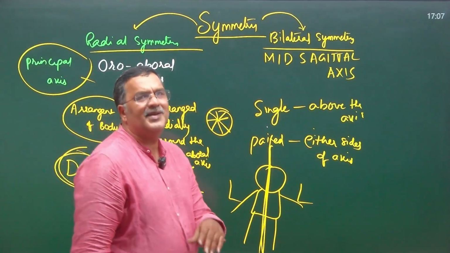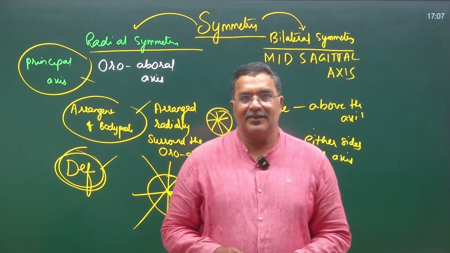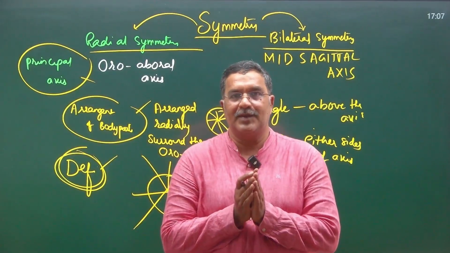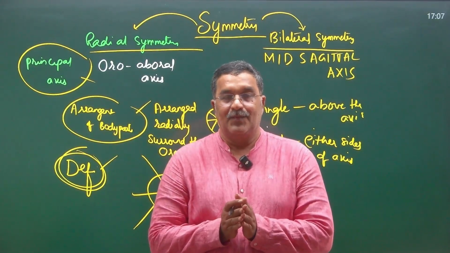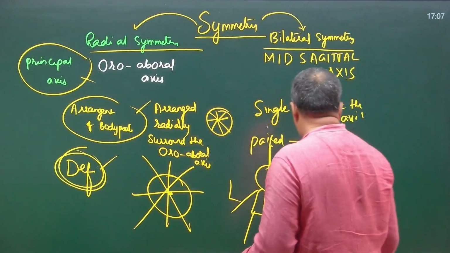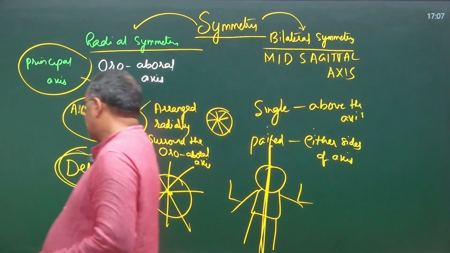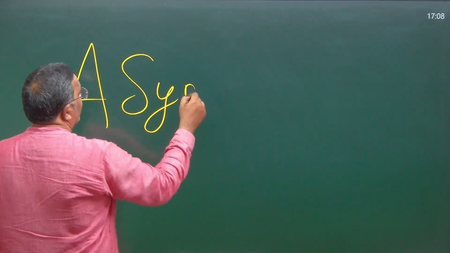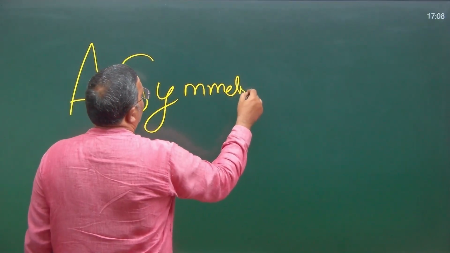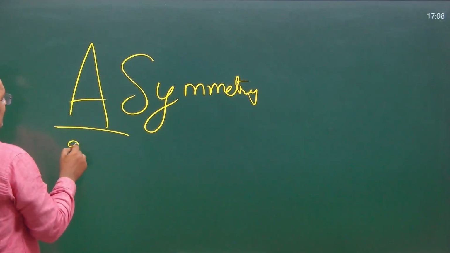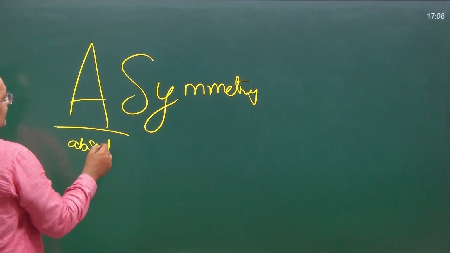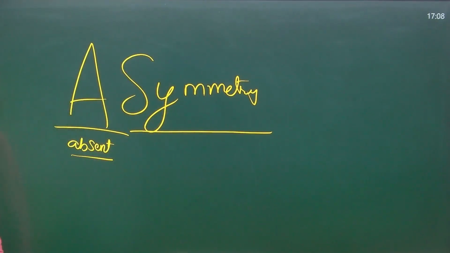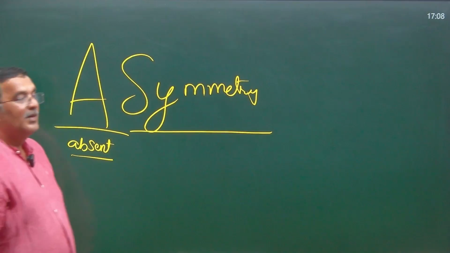There is another one, asymmetry. It is very easy to define. What is symmetry? We said the geometrical design of body parts is called symmetry. What is asymmetry? What is the meaning of A? A means absent, anywhere in biology. When A comes, you need to understand A means absent. Asymmetry means symmetry is absent.